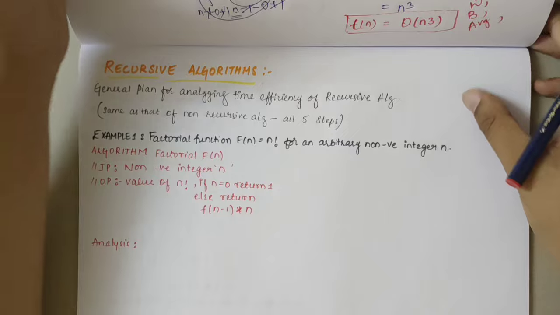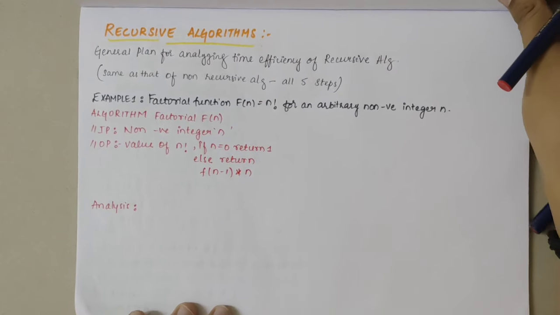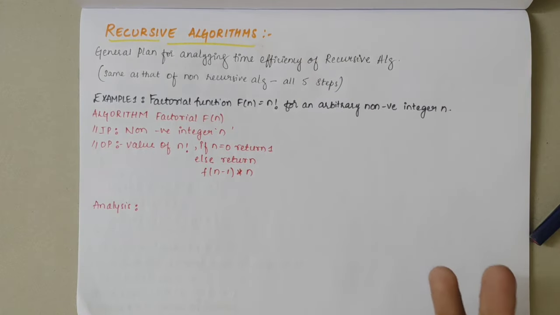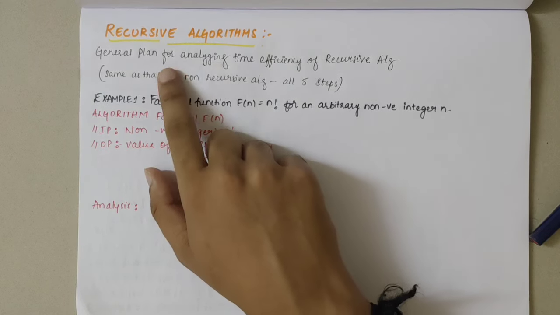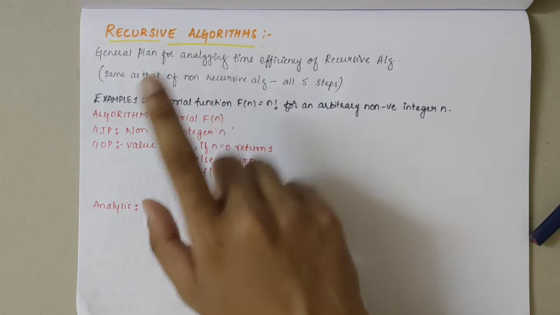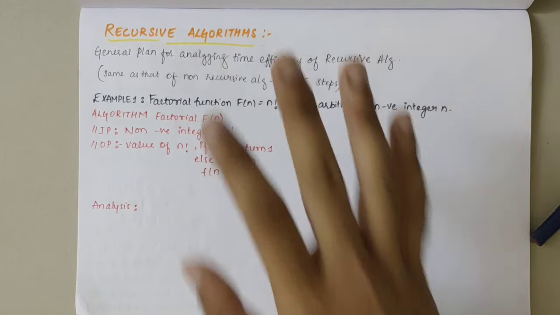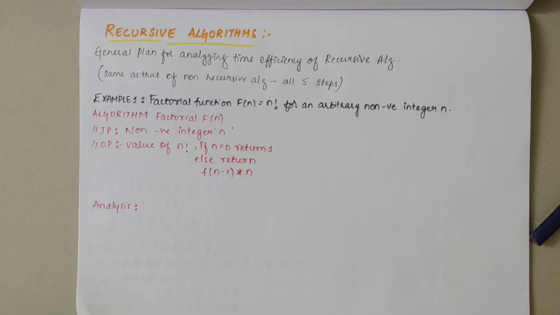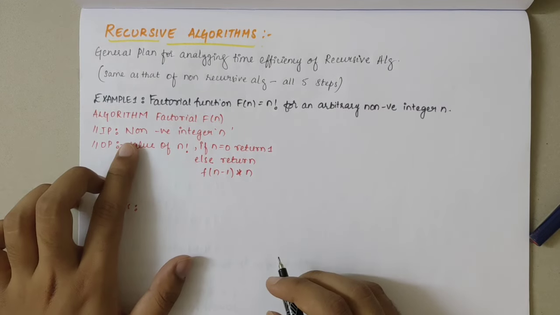Now we'll move on to the recursive part, recursive algorithms. In recursive algorithms, by the definition only we can understand that the operations repeat. Speaking of the general plan for analyzing time efficiency, it is the same as that of the non-recursive one. That is, all the 5 steps should be written here. So here I have the factorial problem.